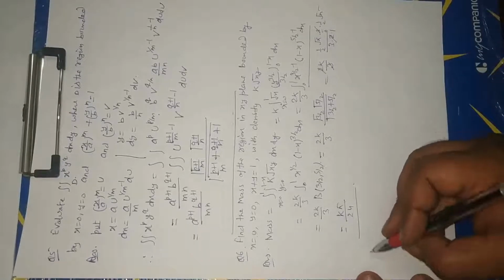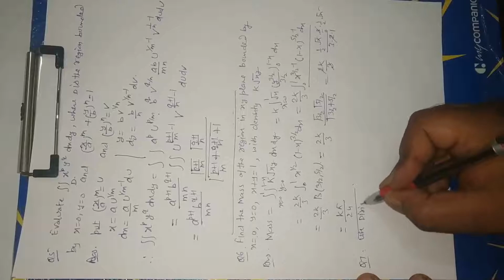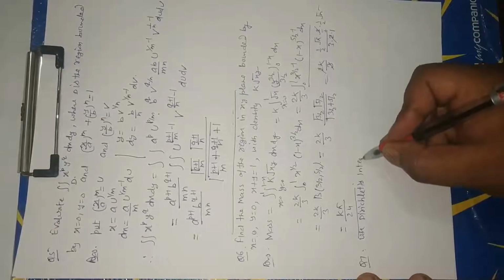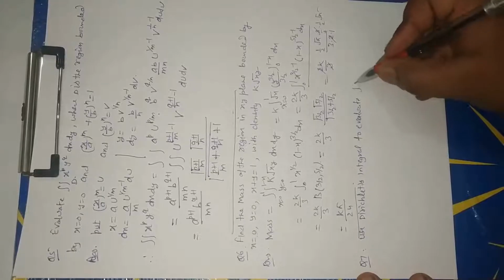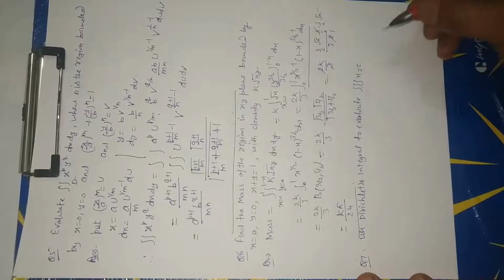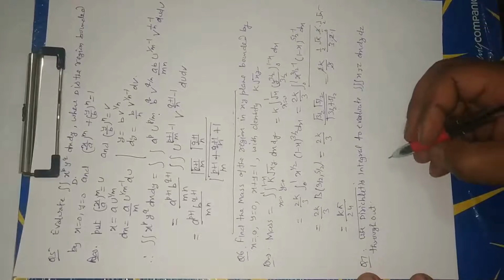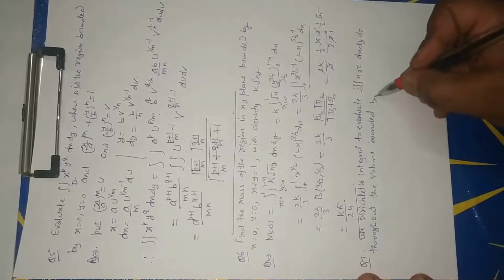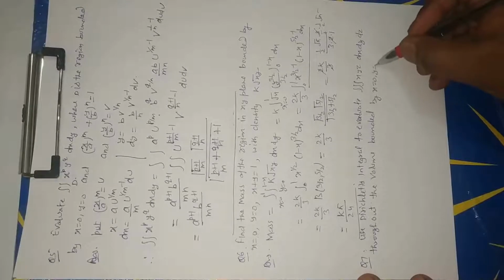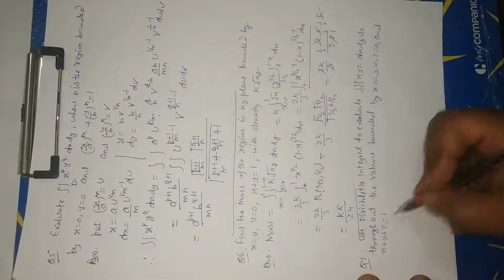Now next question, number 7. Use the Dirichlet integral to evaluate the triple integration of x y z dx dy dz throughout the volume bounded by x equal to 0, y equal to 0, z is equal to 0, and x plus y plus z equal to 1.